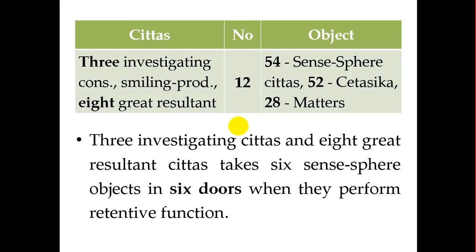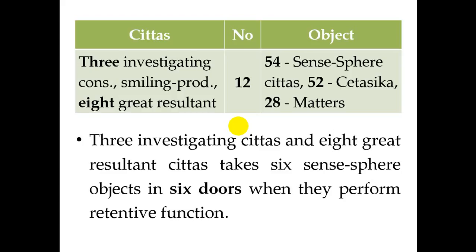Three investigating Cittas and eight great resultant Cittas take sense sphere objects in six doors when they perform the retentive function. As you all know, not only the retentive function but also the investigating function. So just look at the mind process.